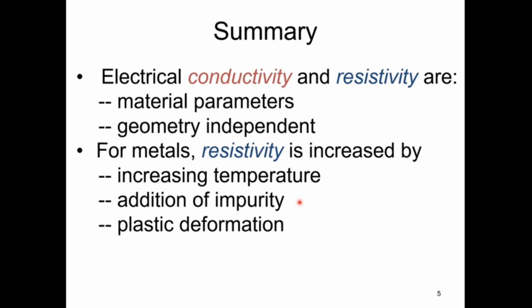And the third one is plastic deformation. Plastic deformation raises the electrical resistivity as a result of an increased number of electron scattering dislocations. However, this factor is much weaker than that of increasing temperature and the presence of impurities.